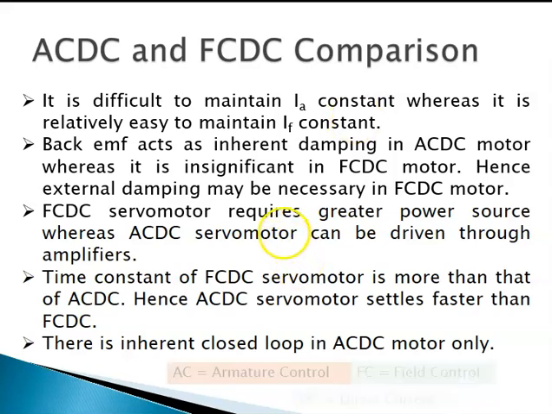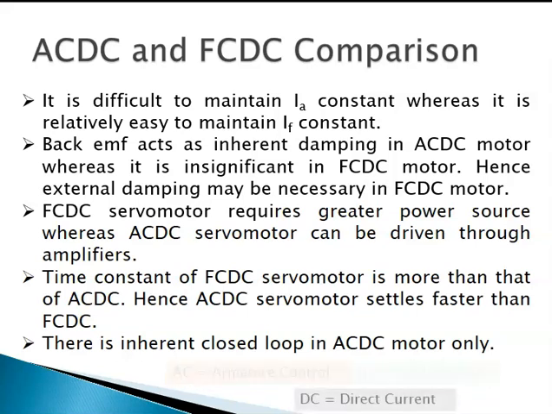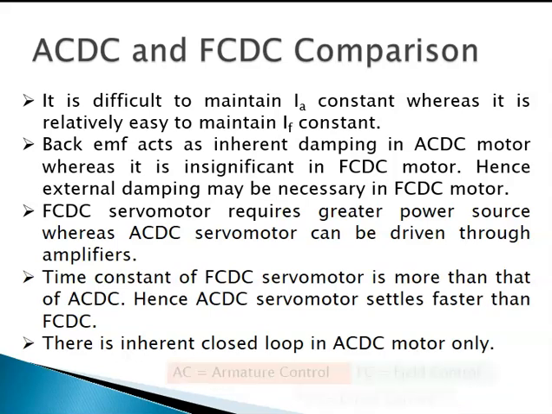A second point we can notice is that the back EMF in the case of the armature controlled DC motor acts as an inherent damping. Such a damping does not exist in the case of the field controlled DC servo motor. Hence, external damping may be needed for FC DC. The field controlled DC servo motor requires a greater power source, whereas the armature controlled DC servo motor can be driven through amplifiers.